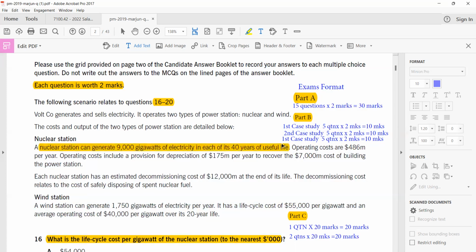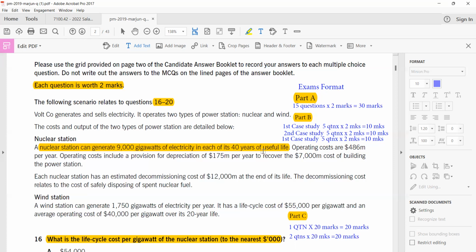That's what you are talking about. And you are saying that operating costs are $486 million per year. Some element of cost comes in. Operating costs include a provision of depreciation.